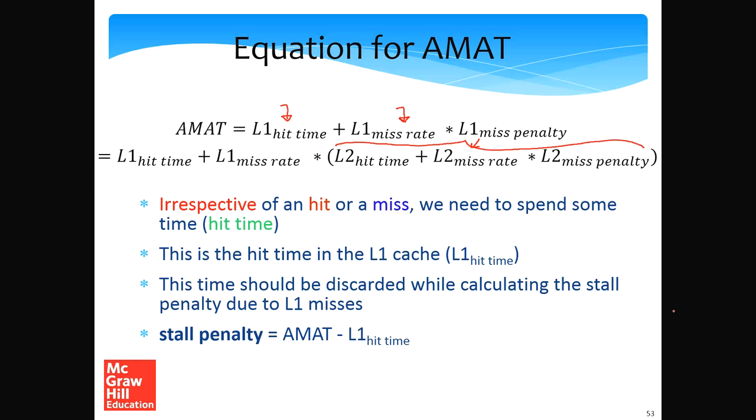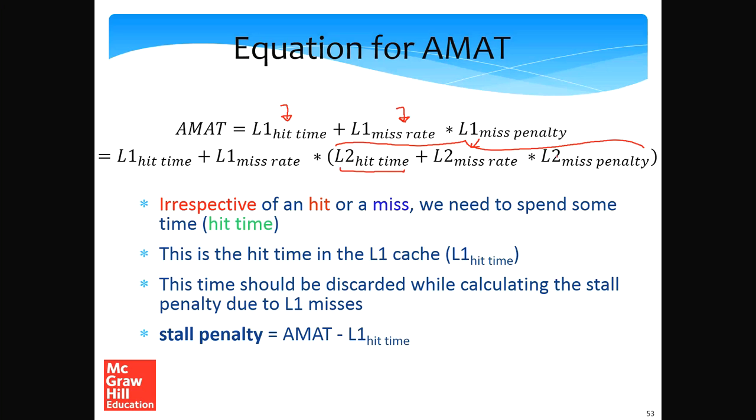For every L2 access, we have an L2 hit time, because irrespective of a hit or miss, we will take some time to figure out whether it's a hit or miss. So this is the L2 hit time. Plus, some of these accesses will again miss in L2, so it'll be the L2 miss rate. And similar to the L1 miss penalty, we'll have an L2 miss penalty, which is the number of cycles it takes to go down the memory hierarchy and fetch a value.